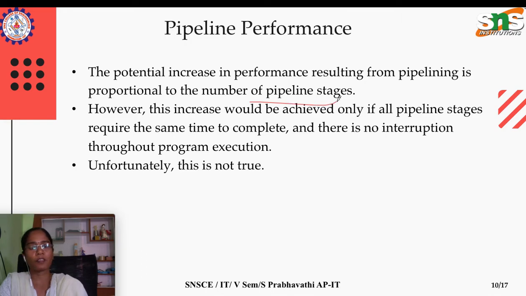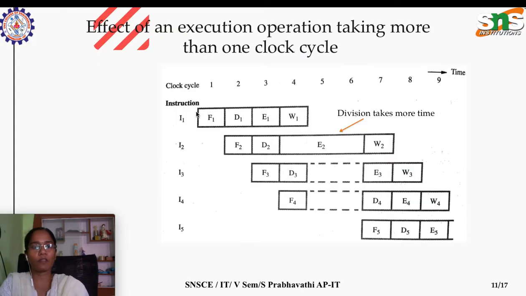These things will go normally if all the stages take the same time to complete and there is no interruption. But this is not so practically. There may be some interruptions, and there are chances that some instructions will take more time to execute. Those things need to be considered, and they will degrade the performance of the pipelining. So we will see that with this example.